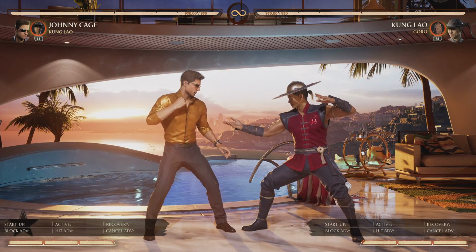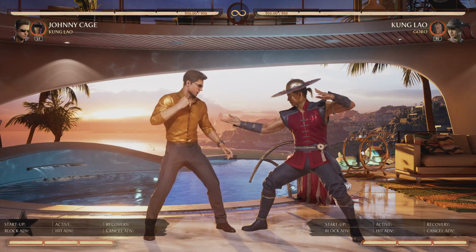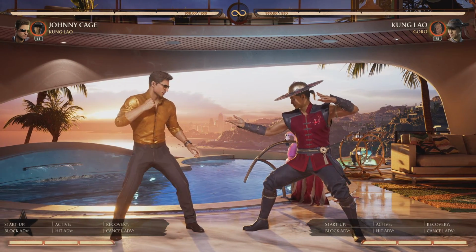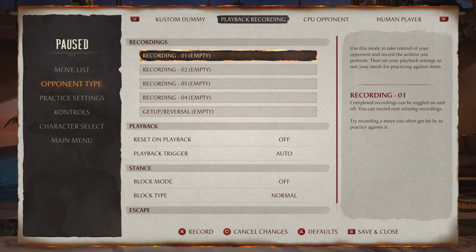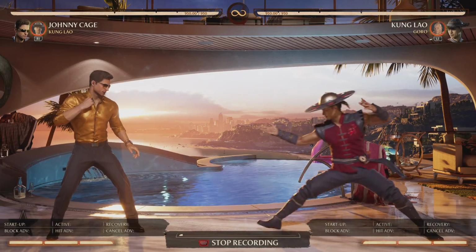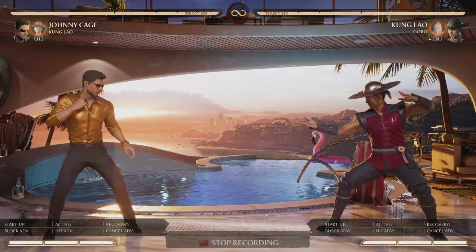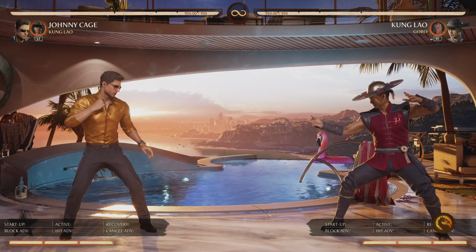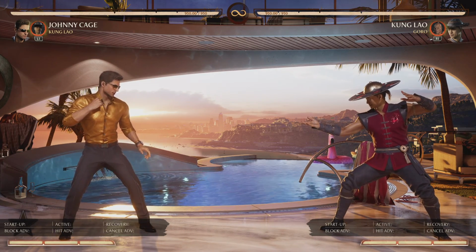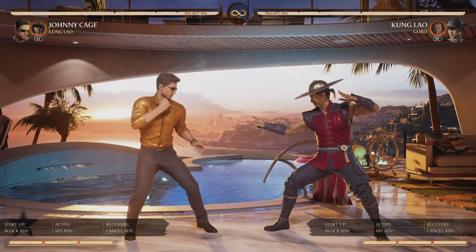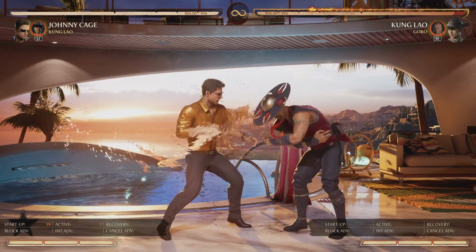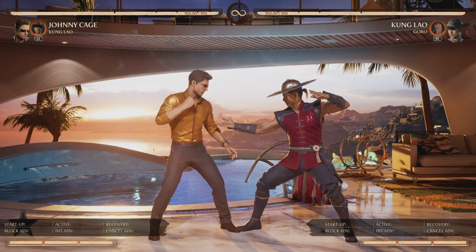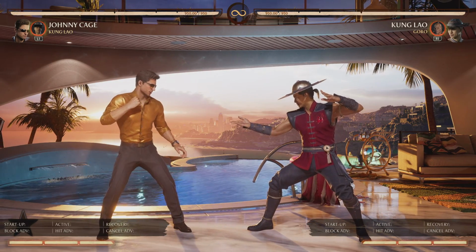So where does this play into, right? This is the big question, is how do I apply this? You got to take a look at things, right? If I am Kung Lao and I do something that is unsafe on block. Now, here's a term you hear a lot, is safe and unsafe. What does that mean? Basically, I'm going to give you guys a rough outline. Anything that says -7 or higher is safe on block.